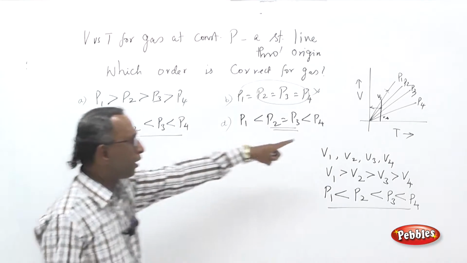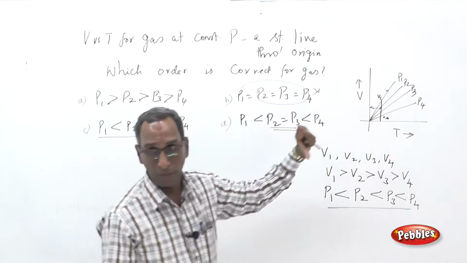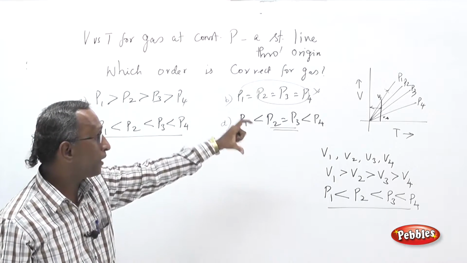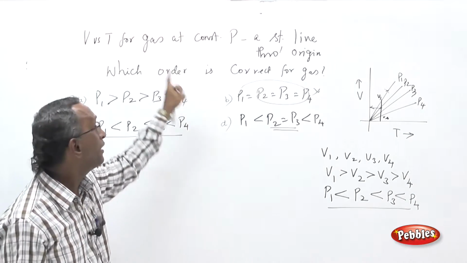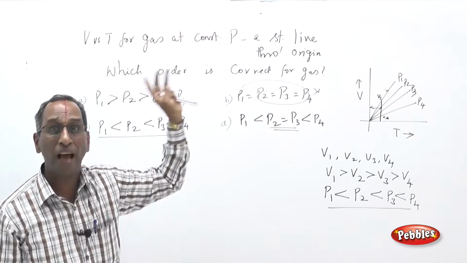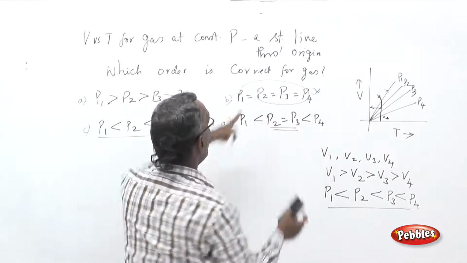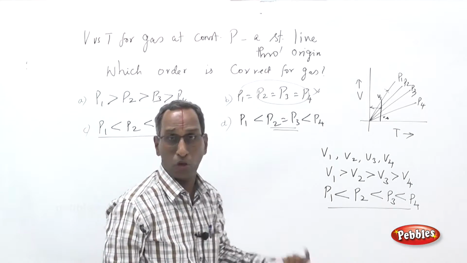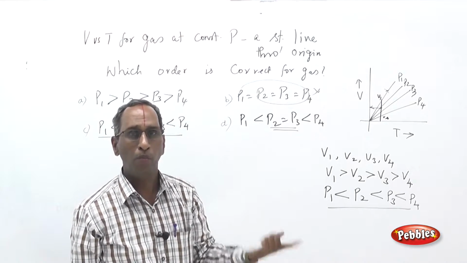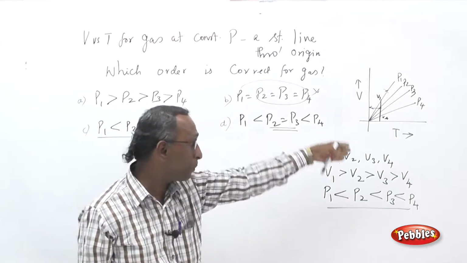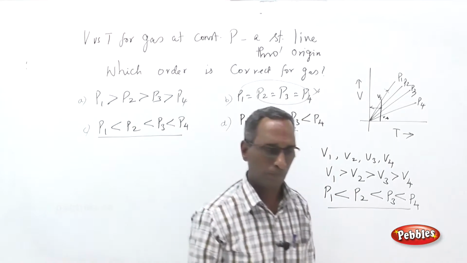All these are lines passing through the origin, that is also given. Here, for reference purposes, the figure is given. In some cases, they may not give this figure. You will have to draw it, because only the notes are given: it is a straight line passing through the origin. So we have to draw 4 different lines and then mark them. That is to be noted. Here, as per the figure, this is the correct order.